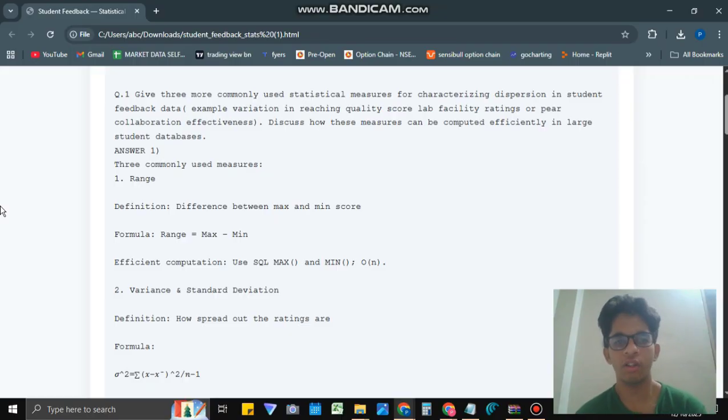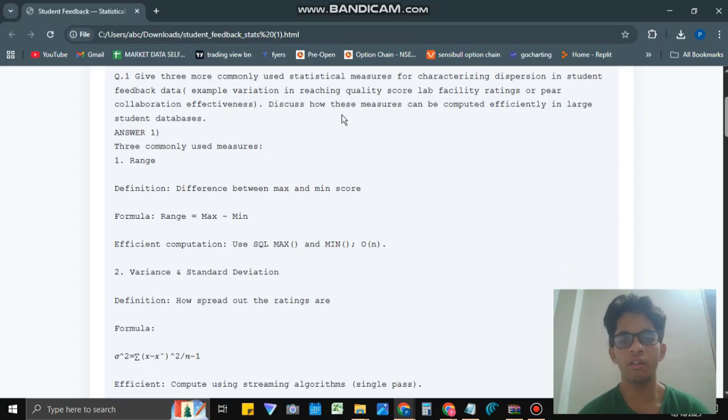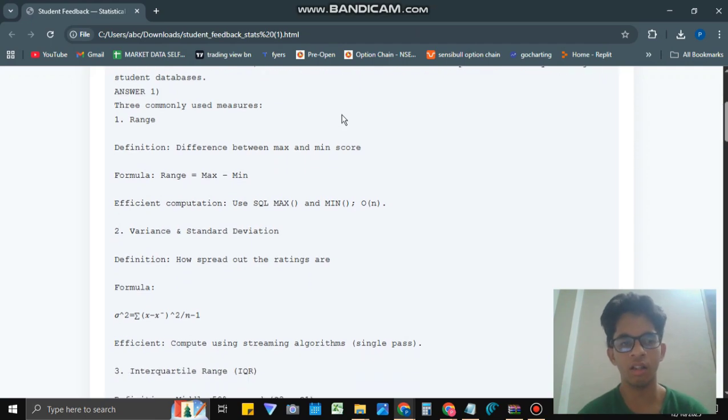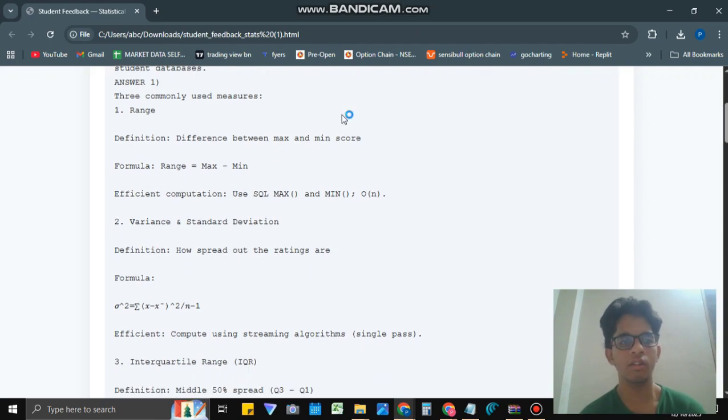The first question is asking for common statistical measures which we can use for characterizing dispersion in student feedback data. The examples can vary, and we have to discuss how these measures can be computed. So let's start. The answer for this is range. The first commonly used measure is range.